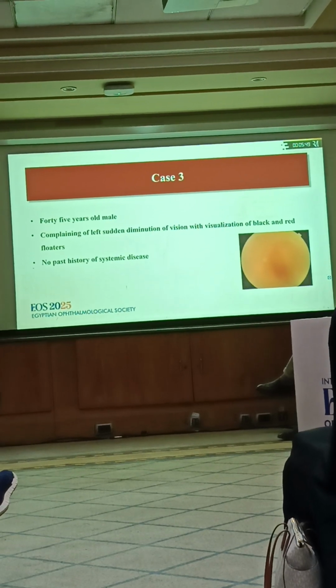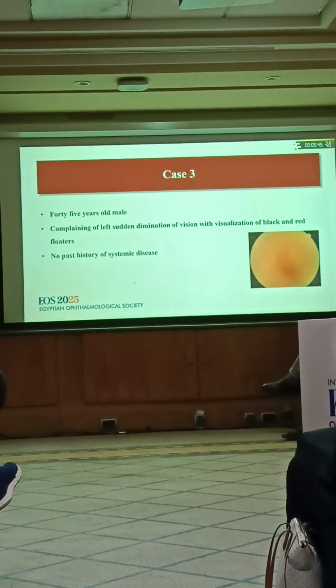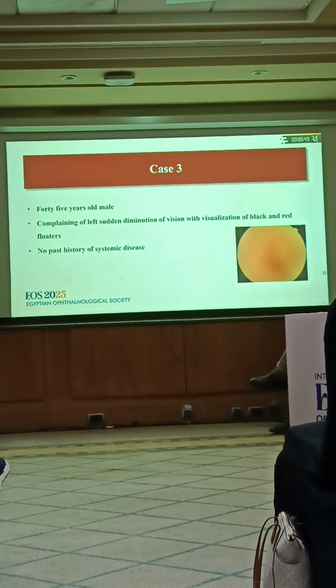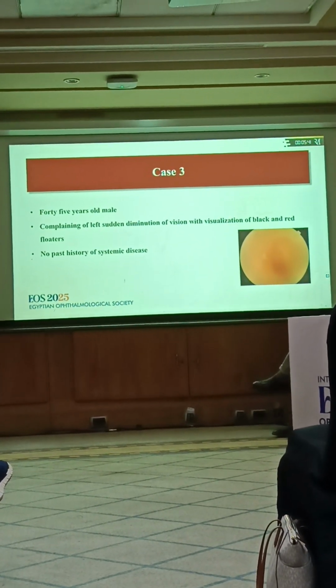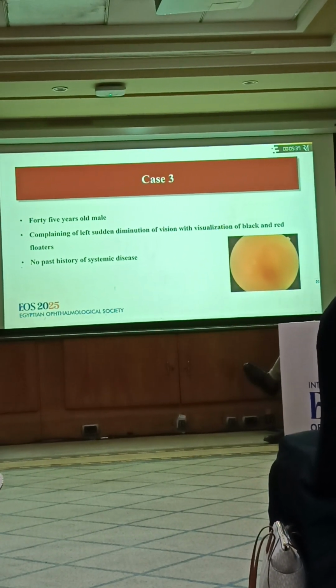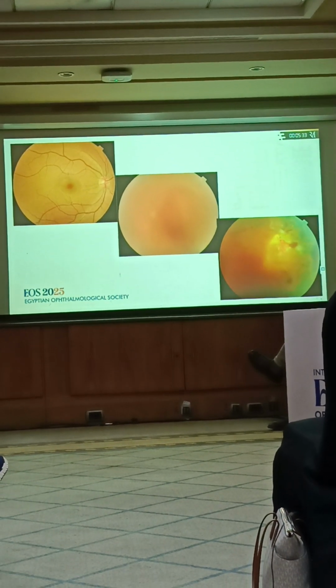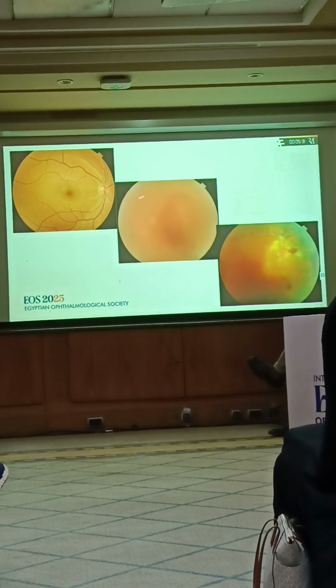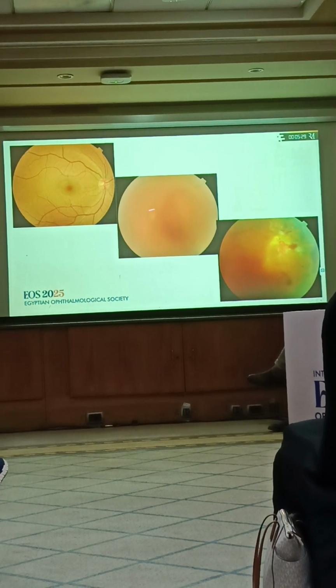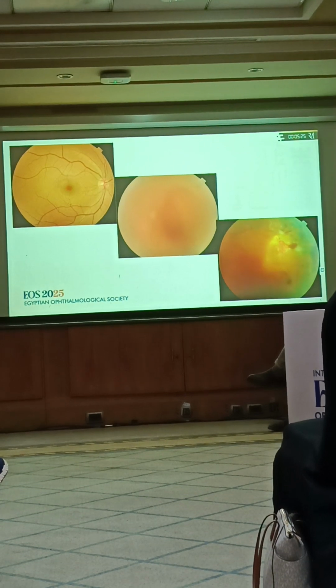Case 3: a 45-year-old male complaining of sudden diminution of vision in the left eye with visualization of black and red floaters. No history of systemic disease. He was a very healthy male patient, in fact. This is the picture. We can find that there was left vitreous hemorrhage obscuring the macula, but at the periphery we find this picture. I couldn't say what this picture is.